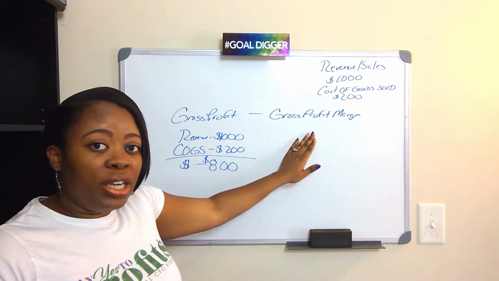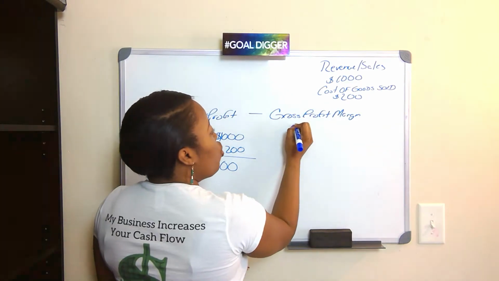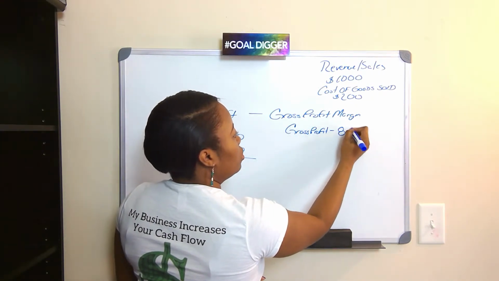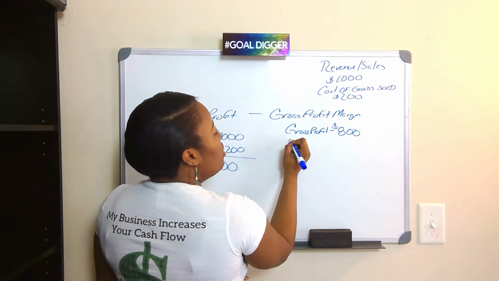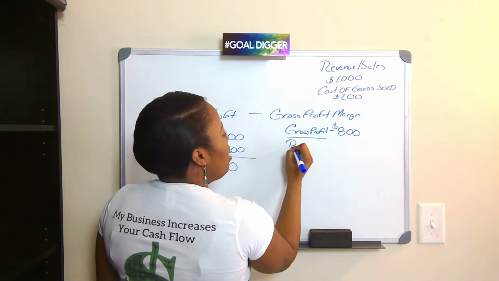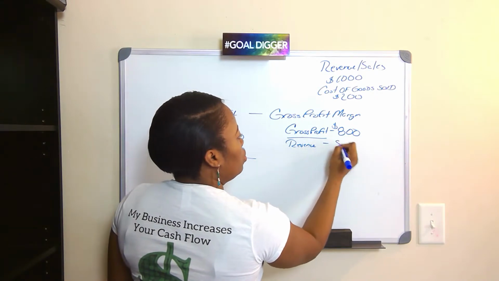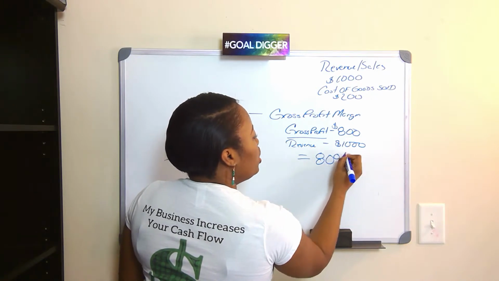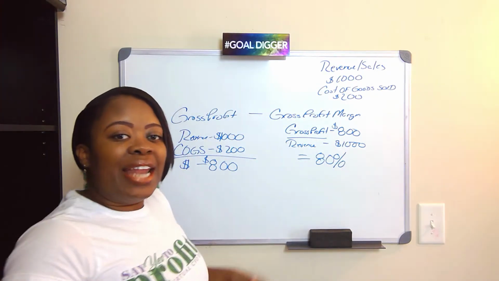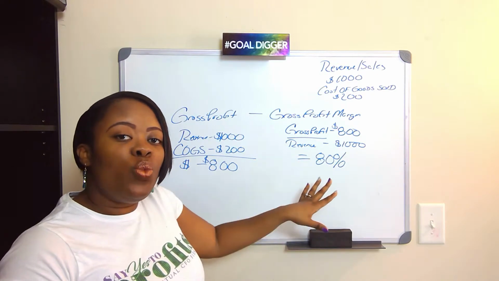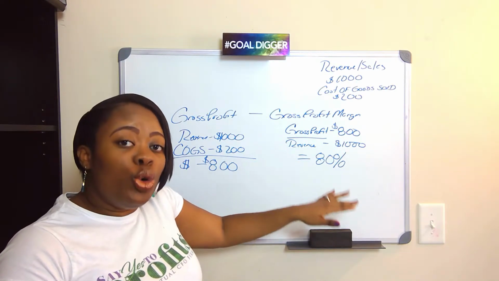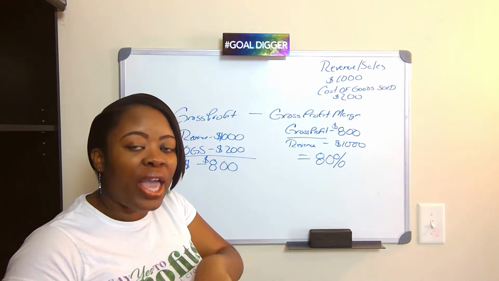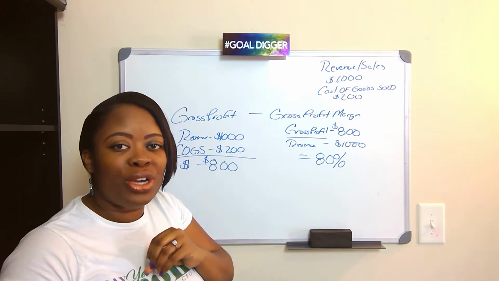Your gross profit margin, however, is when you take your gross profit and you divide it by your revenue. So your gross profit margin is 80%. Now, the key thing I want you to remember is that you want your gross profit margin to be 65% or higher. And I'm going to tell you why when we discuss your next two important terms.